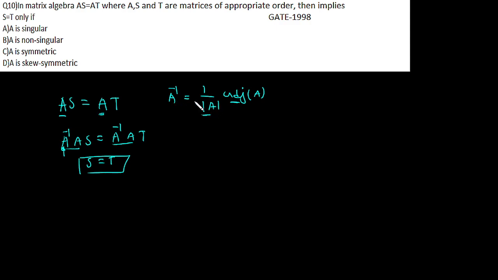So the condition that must be satisfied by this matrix A to find its inverse is that it must be non-singular. In other words, it has a non-zero determinant. Then we can remove this A from this equation by multiplying both sides of the equation with A inverse. So the necessary condition to imply S equal to T is this condition B: A is a non-singular matrix. So the correct condition for this equality is just that A is a non-singular matrix.